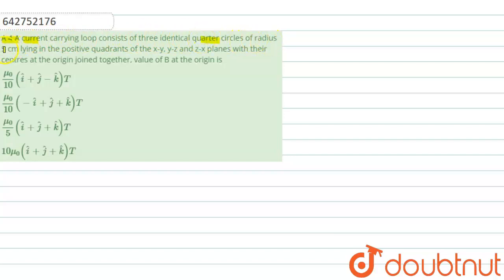Students, the question is: a 4 ampere current carrying loop consists of 3 identical quarter circles of radius 5 cm lying in the positive quadrants of the xy, yz and zx planes with their centers at the origin, joined together. The value of B at the origin is?